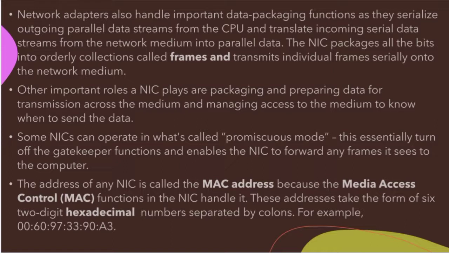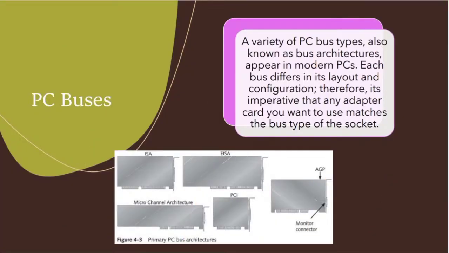The address of a NIC is called the MAC address because the Media Access Control, or MAC, functions in the NIC handle it. These addresses take the form of six two-digit hexadecimal numbers separated by colons. So for example, 00:67:97:K3:90:A3. PC buses: a variety of PC bus types, also known as bus architectures, appear in modern PCs.